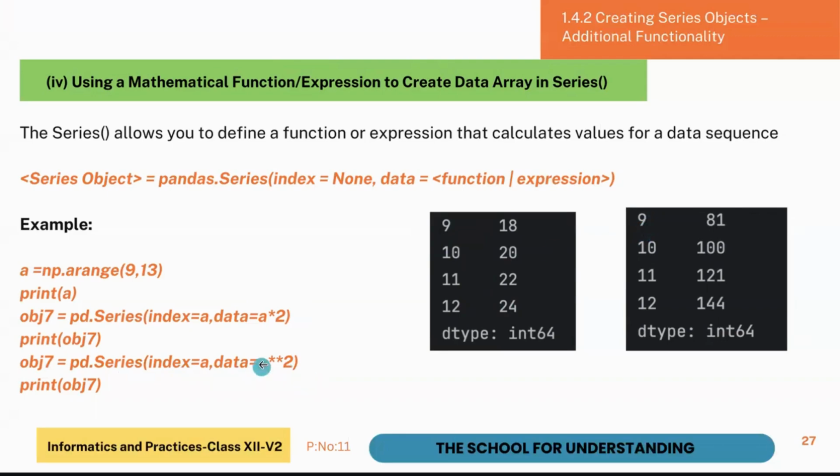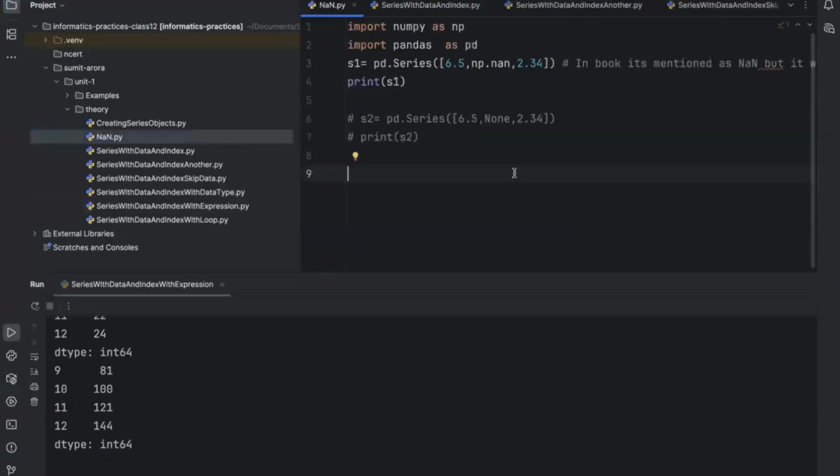This is the power. 9 into 9 is 81, 10 into 10 is 100, 11 into 11 is 121, like it's a power, 12 into 12 is 144. Okay, this is how we can create the data using a function or expression. It's the first example we see in the class.